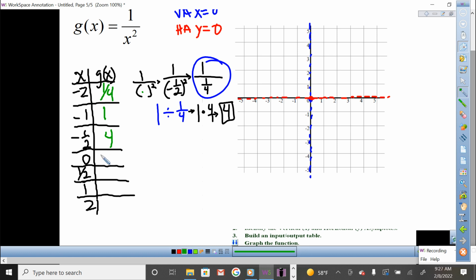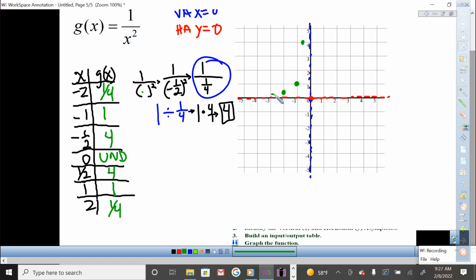Let's see, 0 was what? Undefined. Okay. 1/2. 1/2 squared is 1/4. Is that correct? Yes. So that means this is what? 4. And then if we substitute 1, squared, 1 over 1 is 1. 2 squared is 4, so that is 1/4. All right, let's plot those points. Here we go. -2, 1/4. -1, 1. -1/2, 4.